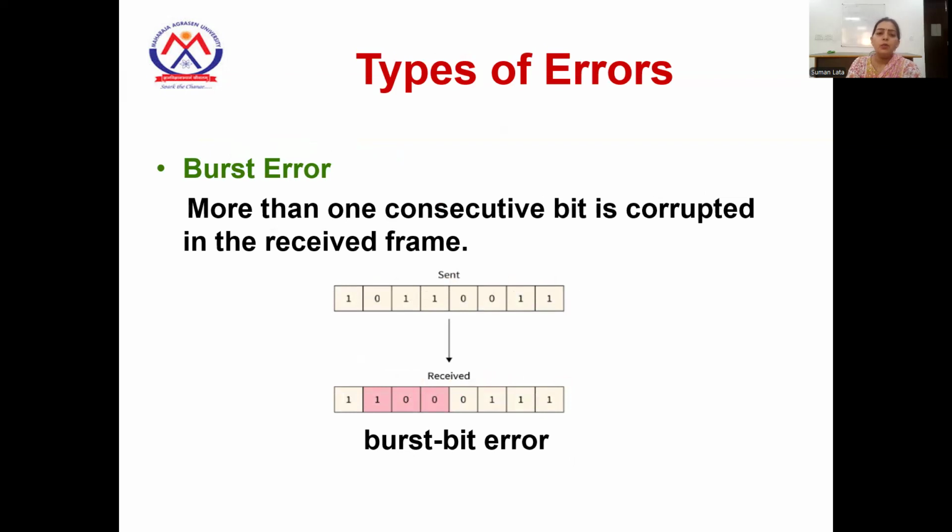Next is burst error. If more than one consecutive bit is corrupted in the received frame, then the error type is known as burst error. Like in the figure, we have shown 10110011 from the sender side, and at the receiver's end, we have received 1100. So all three bits are in pink color, showing that there is burst error because more than one consecutive bit is corrupted in the received frame. And this type of error is known as burst error.